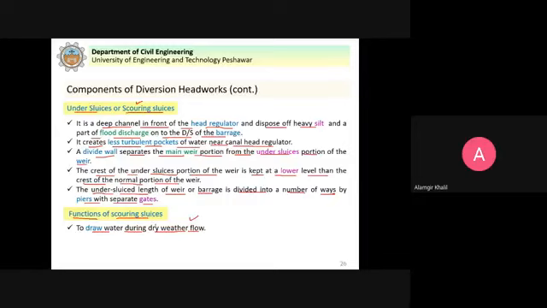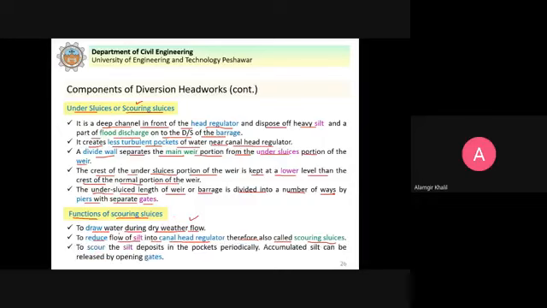Second, to reduce the flow of silt into the canal head regulator, therefore also called scouring sluices. These under sluices help to reduce the flow of silt into the canal head regulator. Third, to scour the silt deposits in the pockets periodically, because it helps to reduce the silt into the canal head regulator.